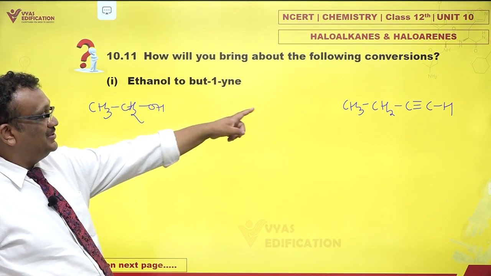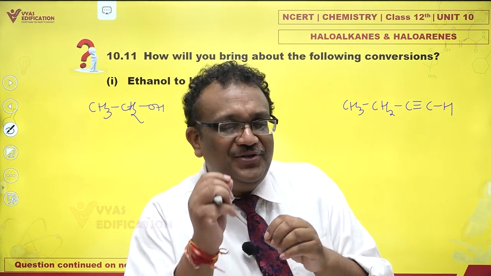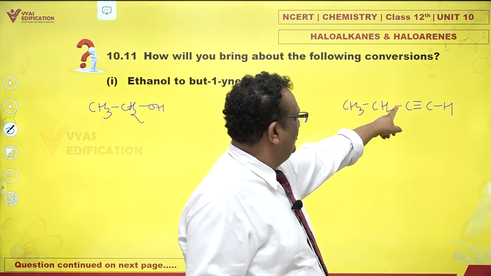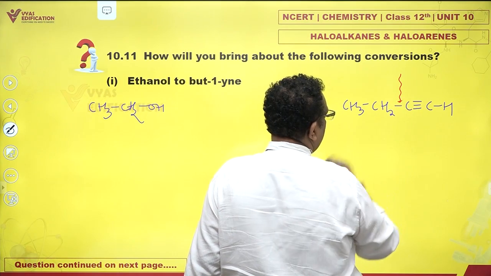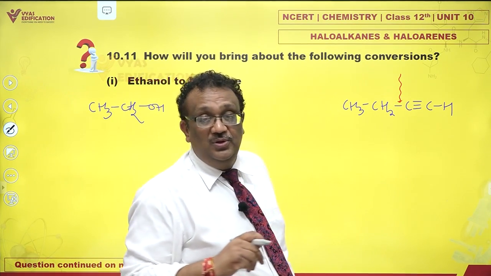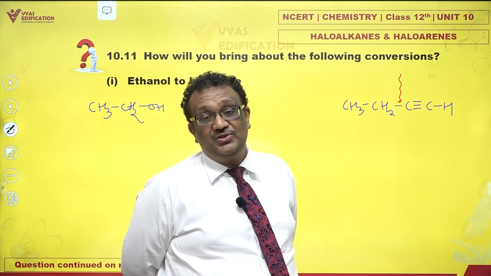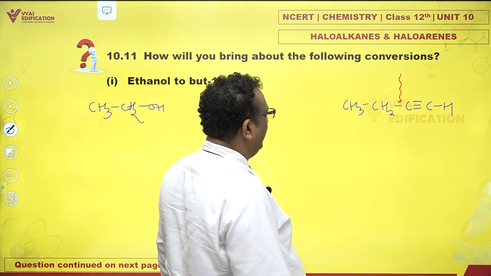This has 2 carbons and that has 4 carbons. So first try to locate which carbon-carbon bond is the new bond. This looks like the new bond. This is the one which has been established. And what we're trying to tell you is a very popular method called retrosynthesis. What is retrosynthesis? Just work backwards, try to see what was there earlier.